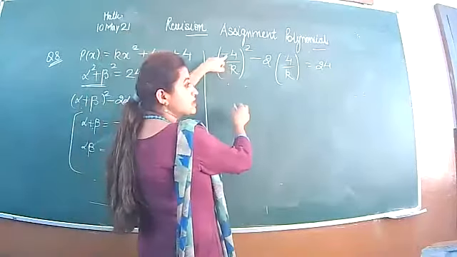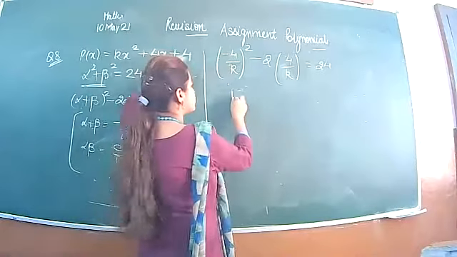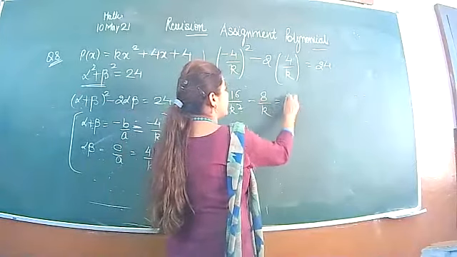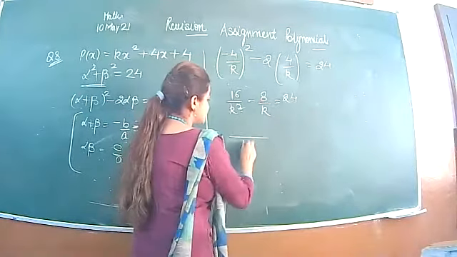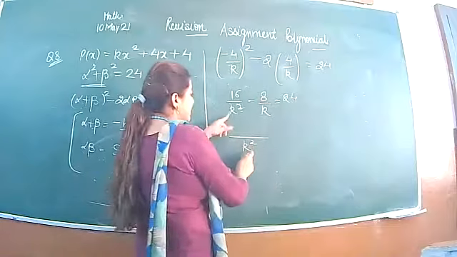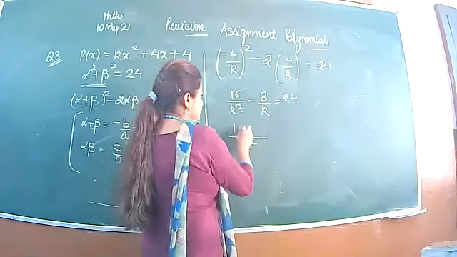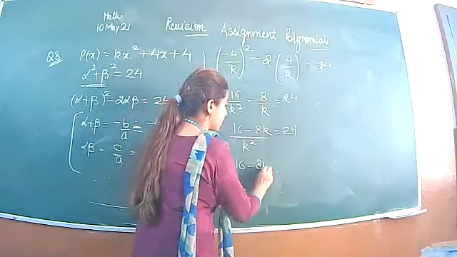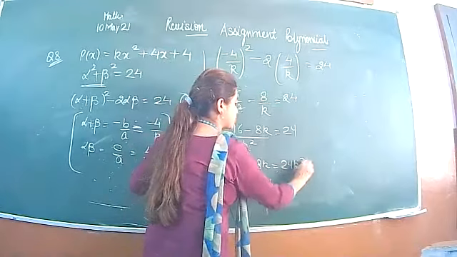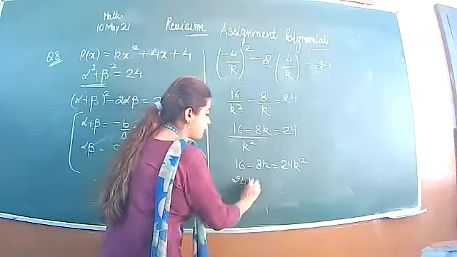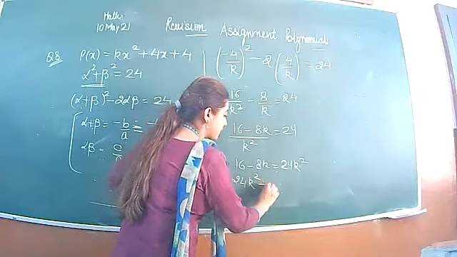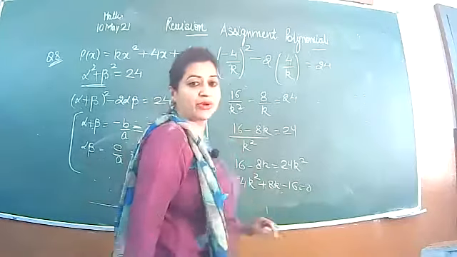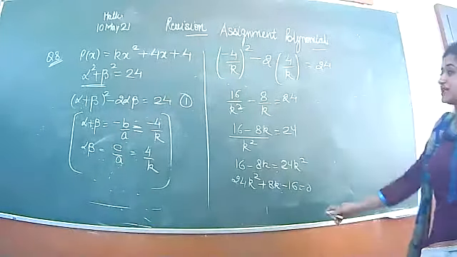Now make the square of this. Minus 4 square is 16 by k square, minus 8 by k is equal to 24. Take LCM. When you take LCM, LCM is k square. 16 minus 8k is equal to 24k square. And when you write it in the standard form, 24k square plus 8k minus 16 is the equation. And still 8 is common there.